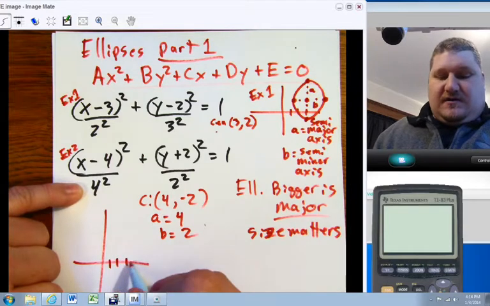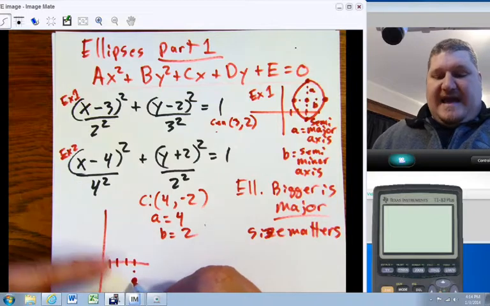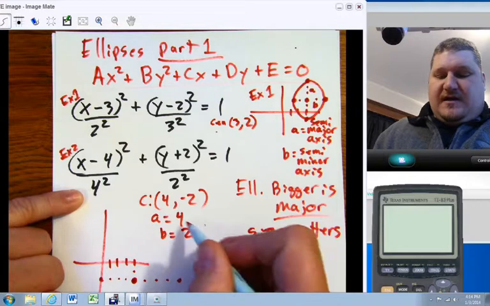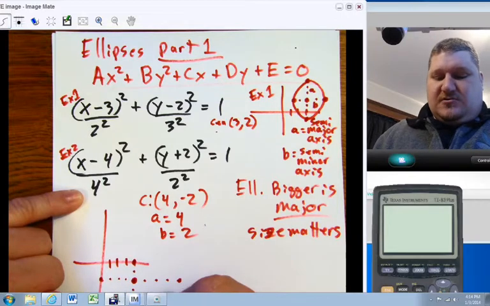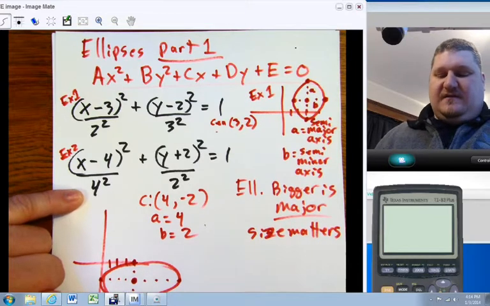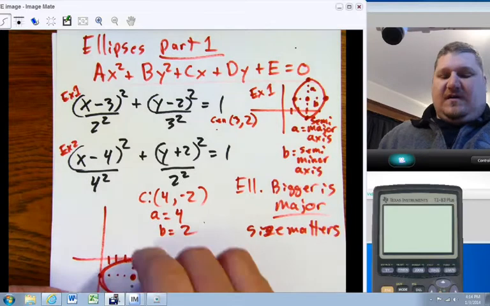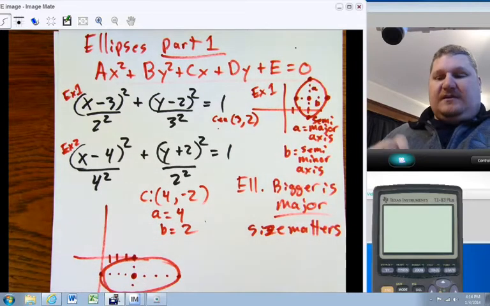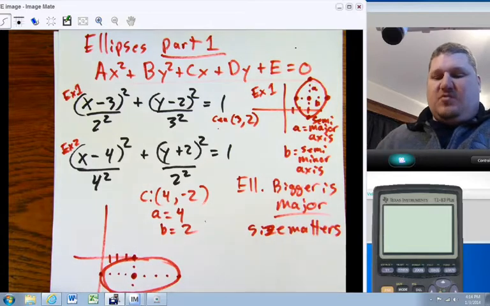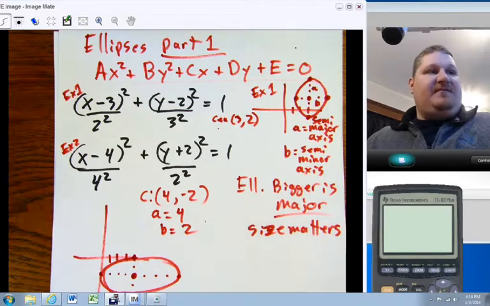So here we go. 1, 2, 3, 4. 1, 2. That's our center. We're going to go A, which is in the X direction, 4 each way. 1, 2, 3, 4. 1, 2, 3, 4. In B direction, 1, 2, 1, 2. And so that determines whether the ellipse is taller or wider. So ellipses, A's and B's matter, taller versus wider, major axis, minor axis. Now we need to take it from a general form and maybe even figure out how to graph it.